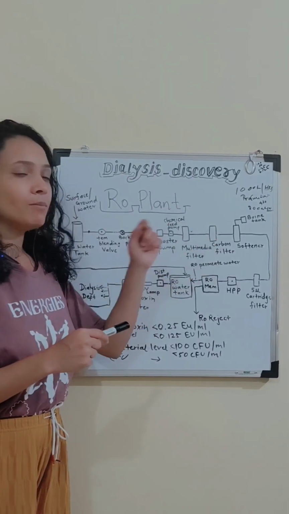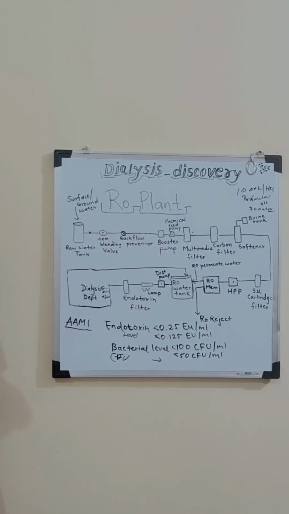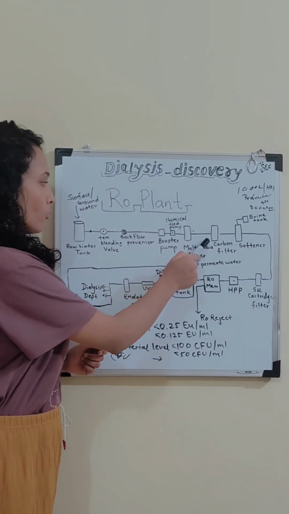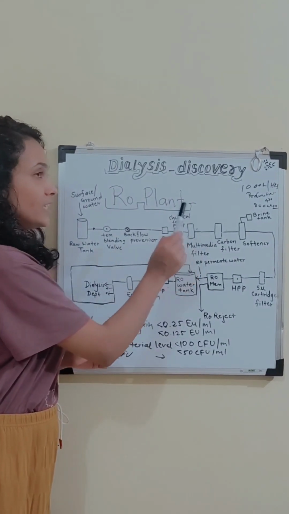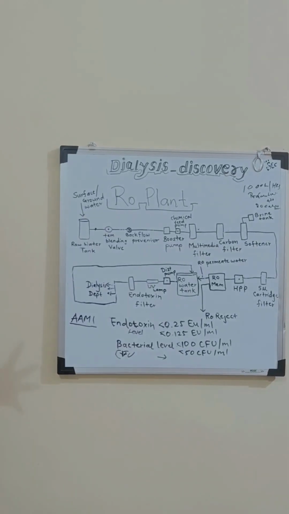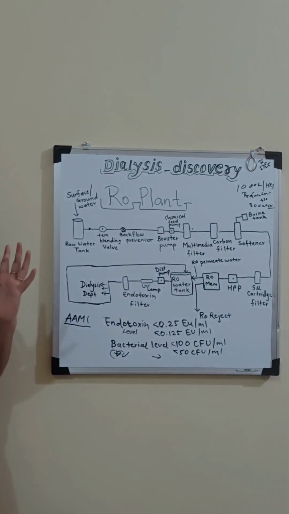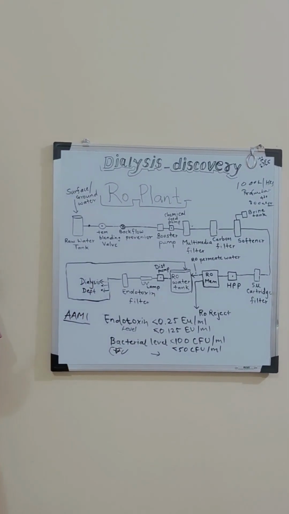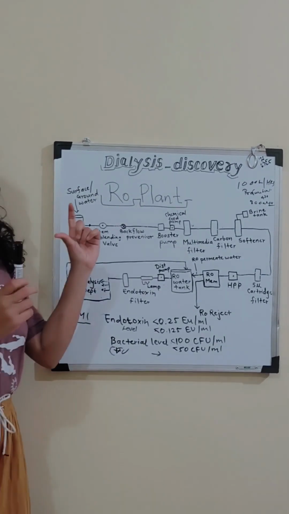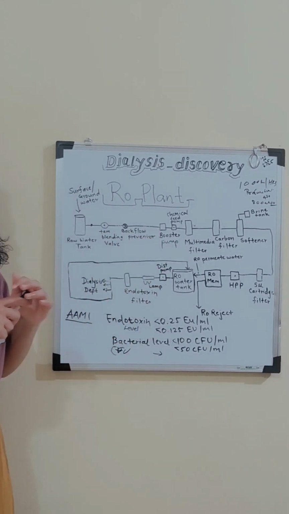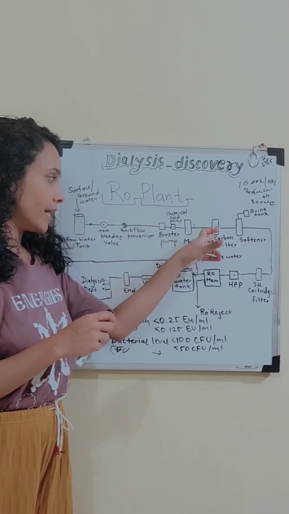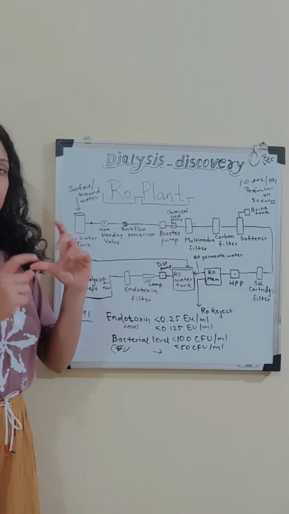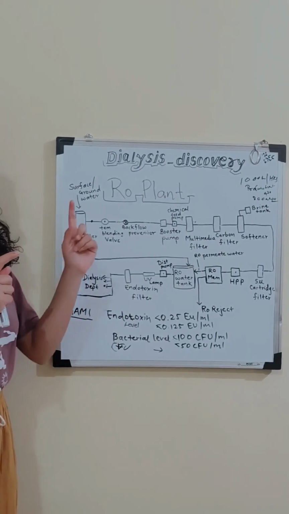After that there is a carbon filter. What is the work of the carbon filter? It removes chlorine and chloramine. Then, what is EBCT? You must have heard of EBCT time. Does anyone have an idea about EBCT? EBCT is the empty bed contact time, that is, for how much time the water comes in contact with the activated charcoal. That is the EBCT. It should be 10 minutes.